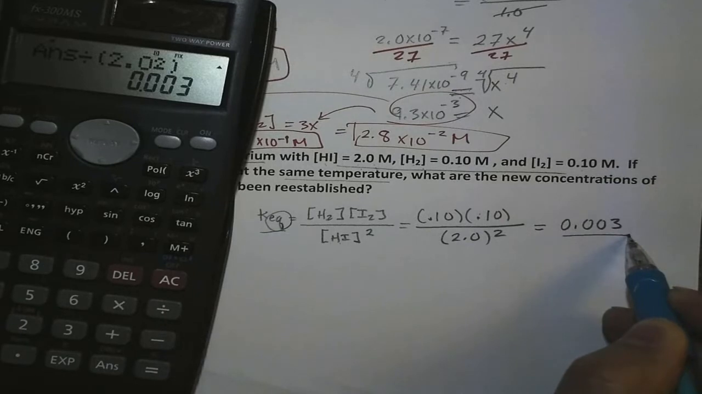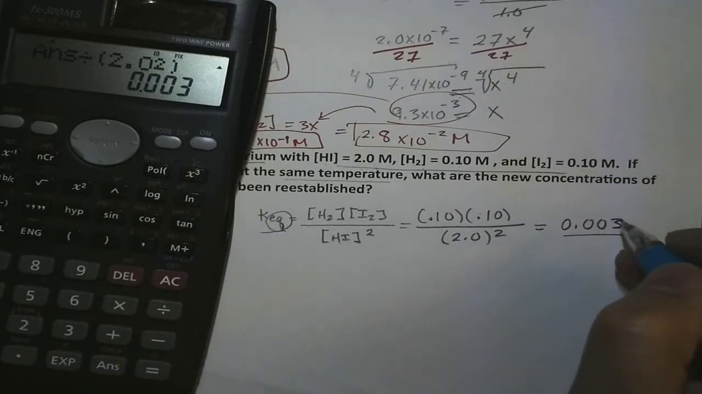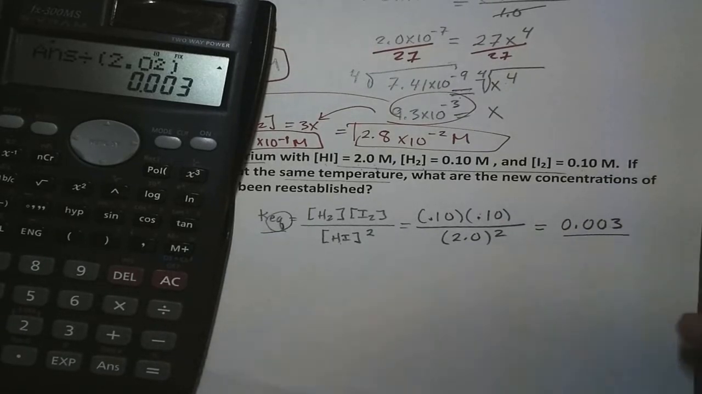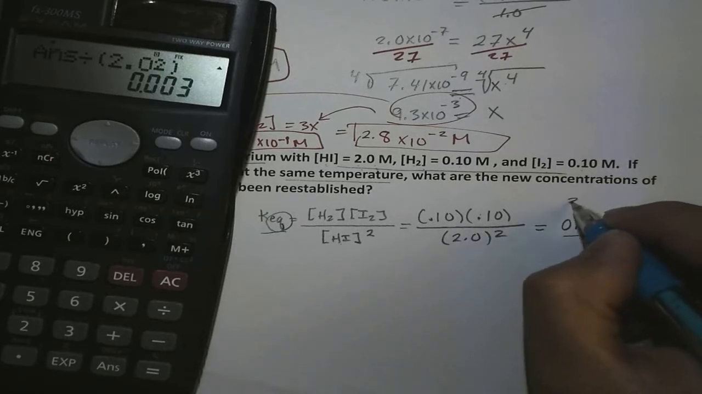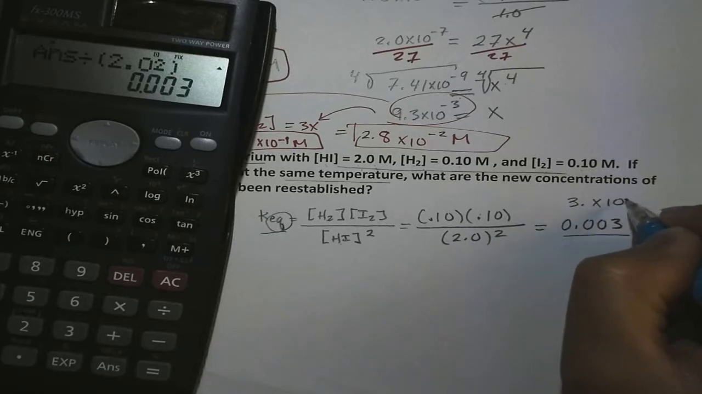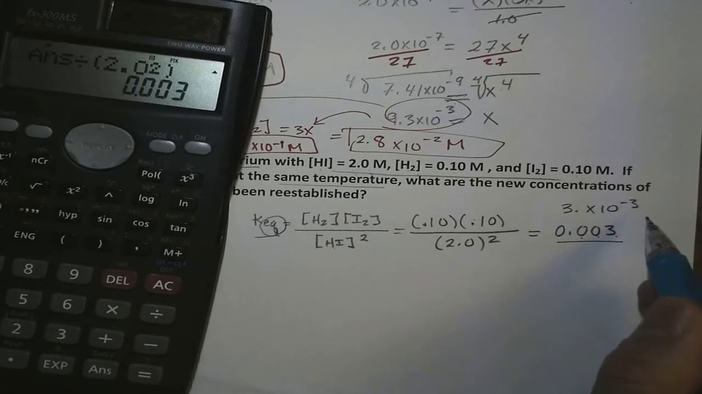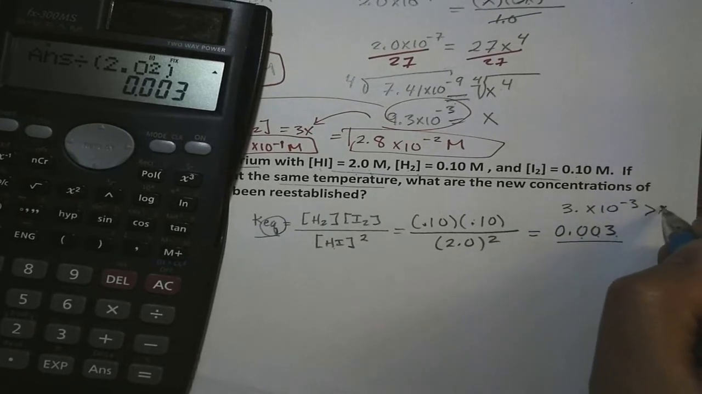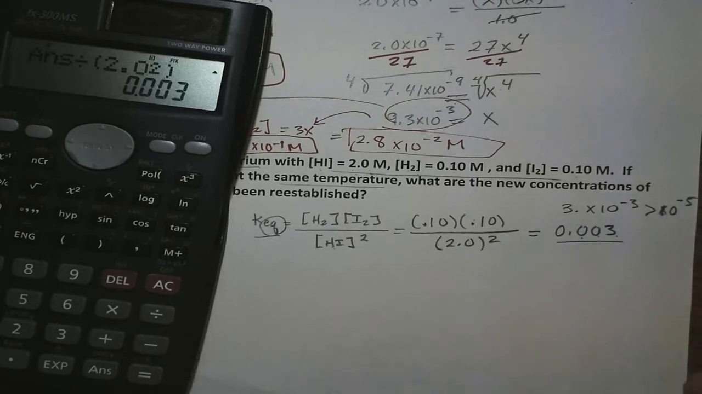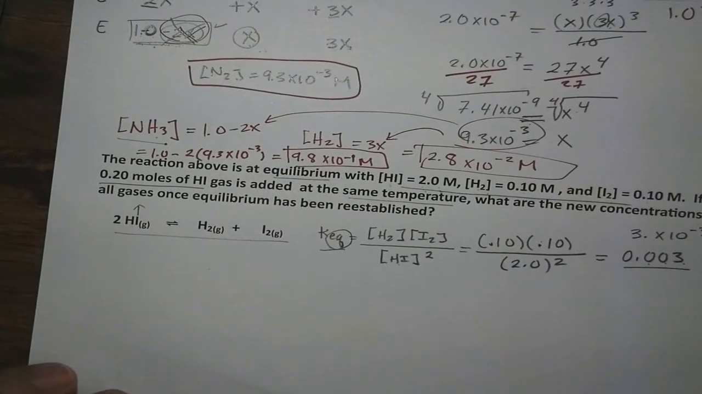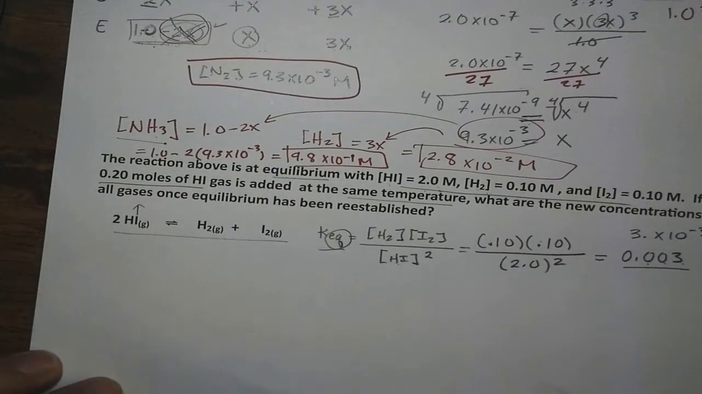Notice that if we were to change that to scientific notation, that gives us 3 times 10 to the negative 3. And this is larger than 10 to the negative 5th. So we cannot ignore the x in this case. So what does that mean? Now we go back and apply the changes.